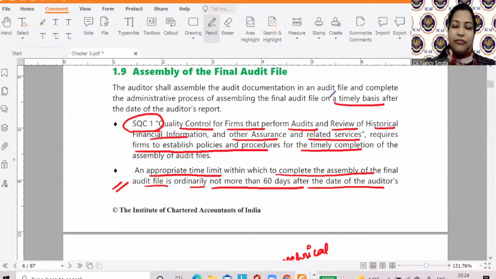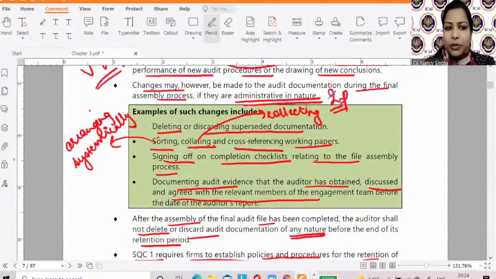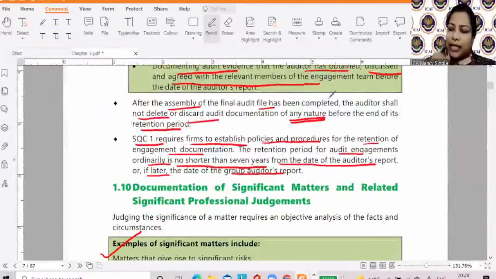But SQC 1 says, first of all, for retention or preparation, the firm has to establish the policies and procedures. But in SQC some time has been given. What is this? 60 days from the date of the audit report, you can do the assembly. But during these 60 days, no new audit procedures. Why? Because the audit report has already been signed. So no new audit procedures, only work of administrative nature. Administrative is what? Mechanical kind of work, like deleting or discarding superseded documents, sorting, collating, cross-referencing working papers, signing off, or documenting audit evidence which the whole team has already agreed on. You are just putting it together, okay? And retention is not shorter than 7 years from the date of the auditor's report.